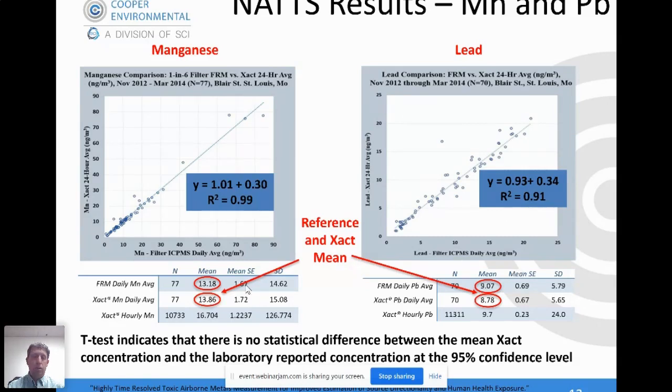And then down here at the bottom, you see a table where we have both the number of samples and the mean. The first one is the mean for the reference method, and the second one here is the mean for the Xact. And statistical analysis indicates that there is no statistical difference between the mean Xact concentration and the laboratory reported concentration at the 95% confidence level. So essentially, the Xact and the reference method are giving the same results. Now, the results for selenium are very similar as well.